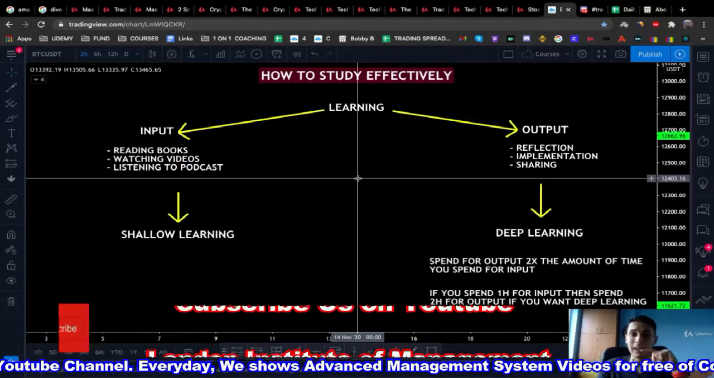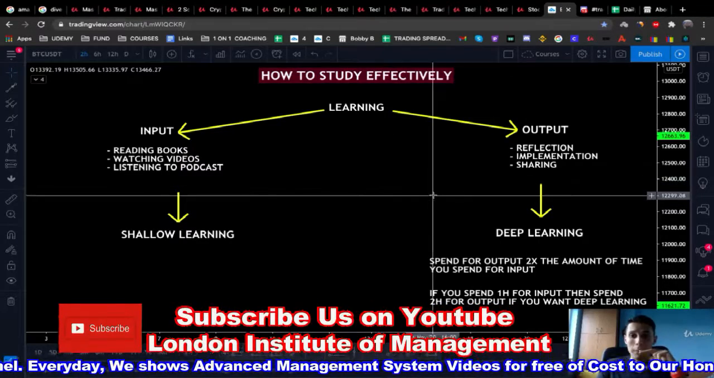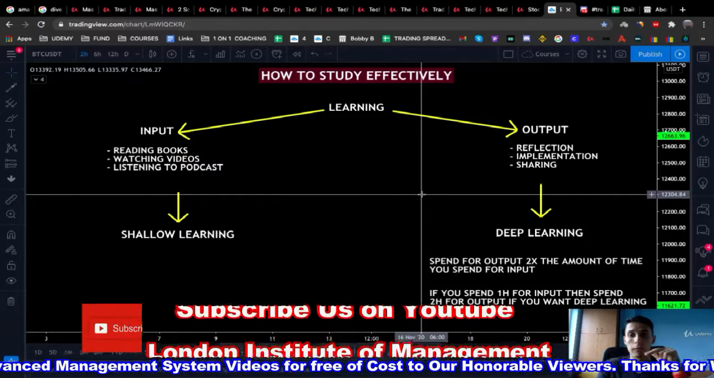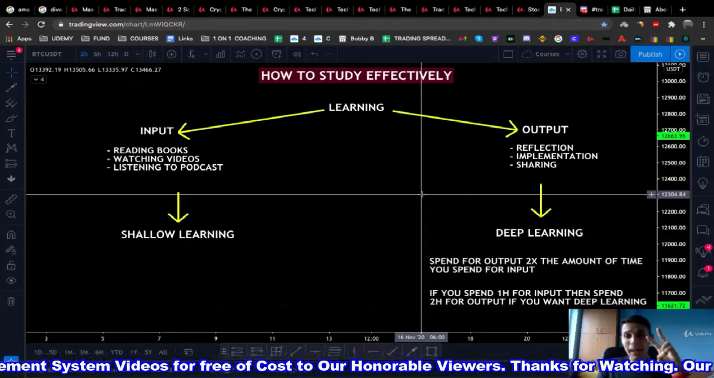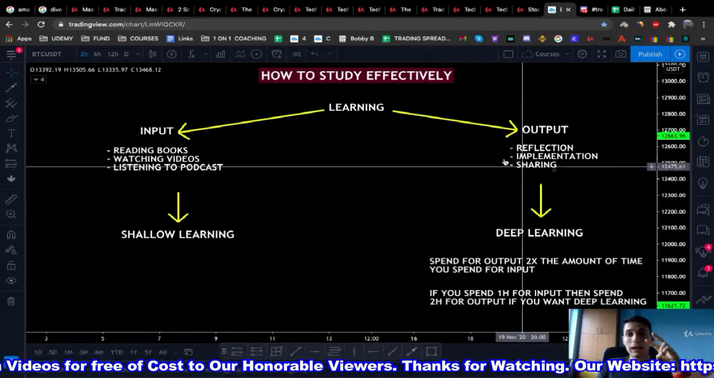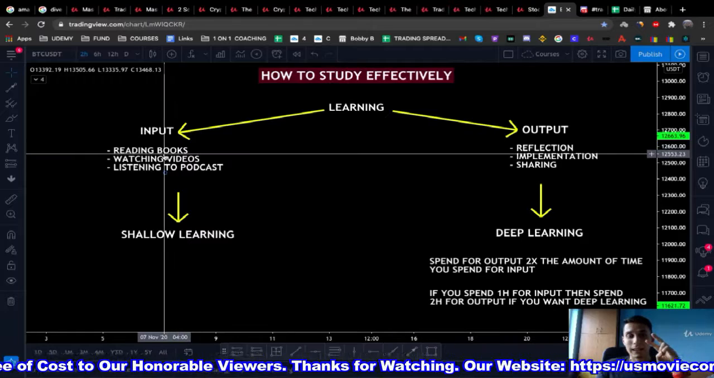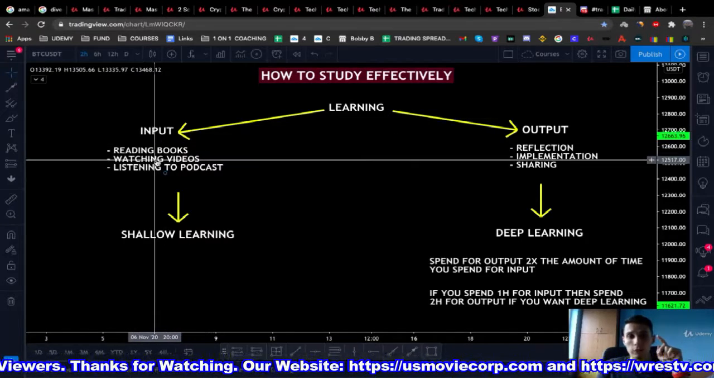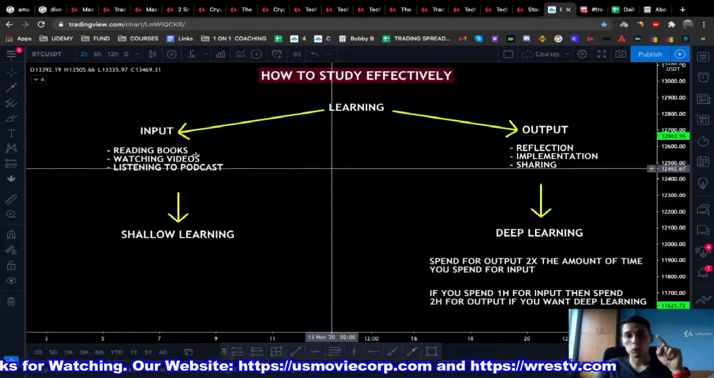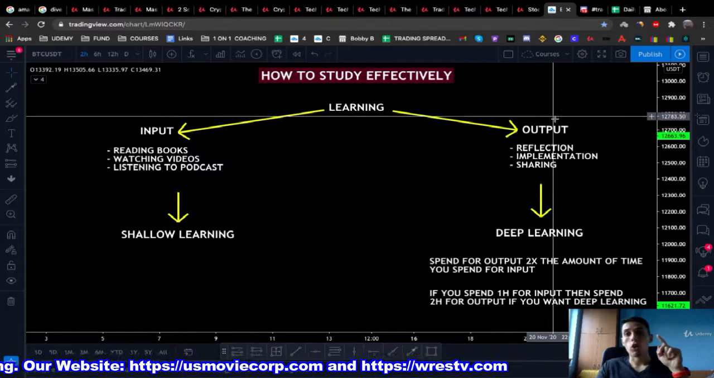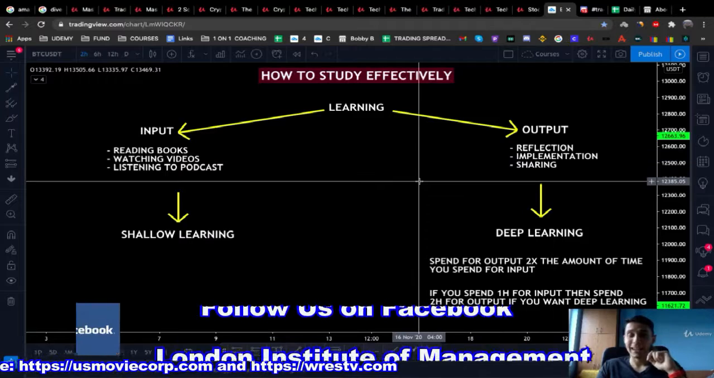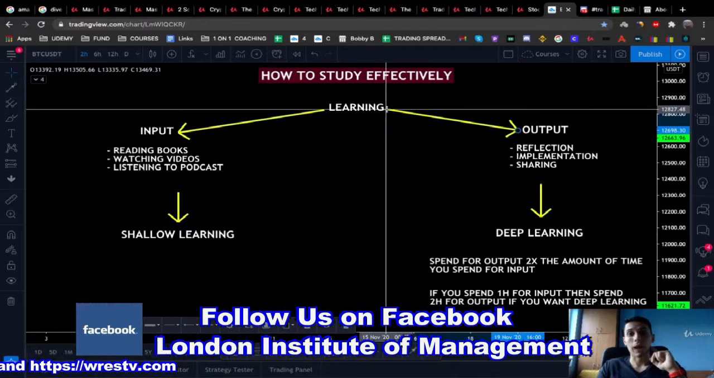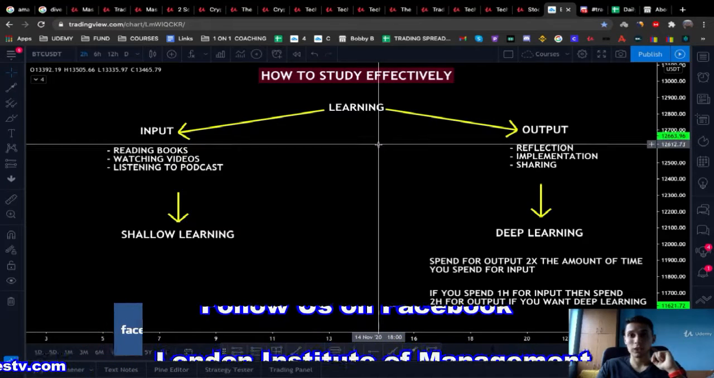This is working incredibly well. This is why I'm giving you this strategy, because in this way you will be able to get the most out of my courses. Spend 2 times more time on the output rather than on the input. So again, if you spend 1 hour for input, 2 hours for output. If you spend 2 hours for input, 4 hours for output. This is key, and I know it might be hard, but the easy stuff is not really nice.